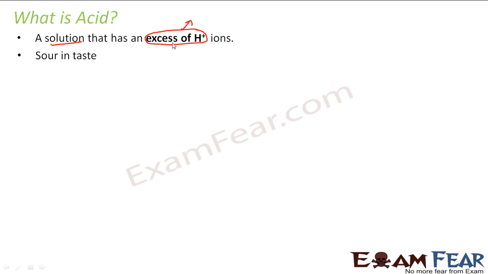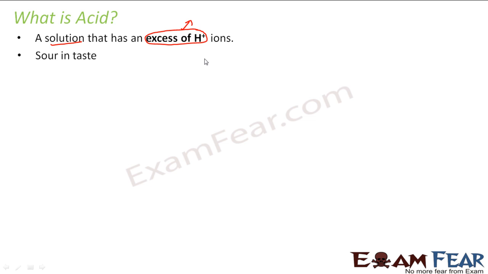Please note this is very critical, this excess of H plus ion, because chemically we define acid as nothing but something which has excess of H plus ion. So any solution that has excess of H plus ion will be acid. Correct? Extra H plus ion is acid.